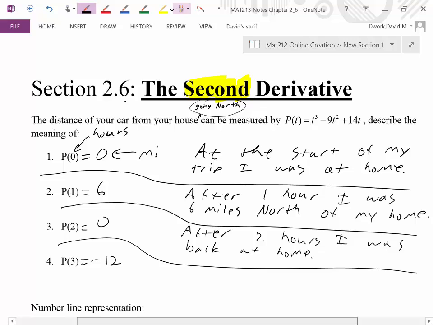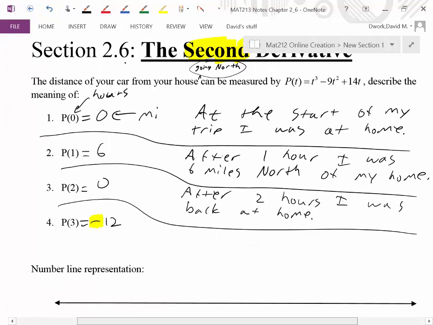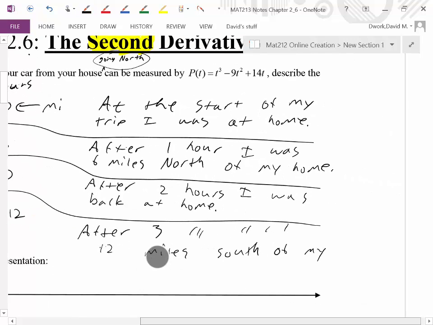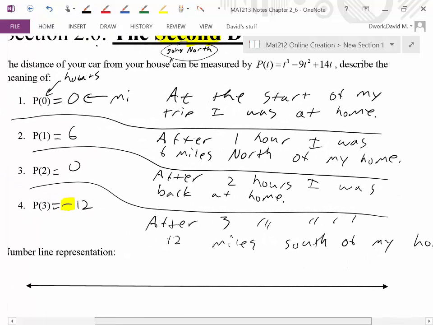All right, so for the last one, this is the key thing I was trying to work towards. Notice this one has a negative. So how do we interpret a negative? Well, if positive was north, then what would we do? Hopefully you said that would be south. So then what we're going to say is after 3 hours, we were 12 miles south of our home. Okay, so I hope that's making sense. Hopefully that's just review.